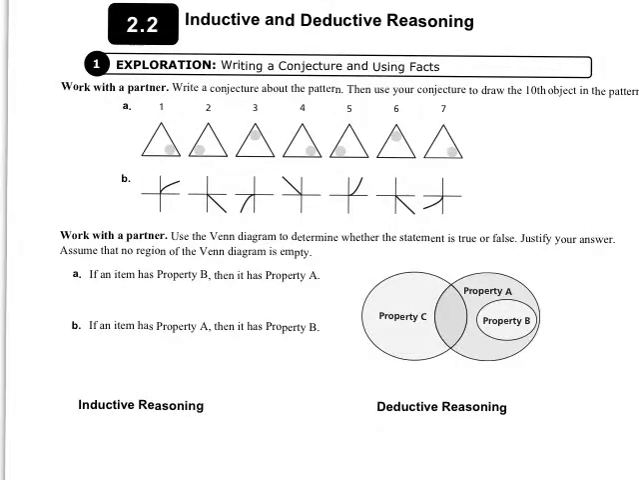Okay, go ahead and start with the exploration. So you're doing the first two A's and B's. So AB and then you're done.